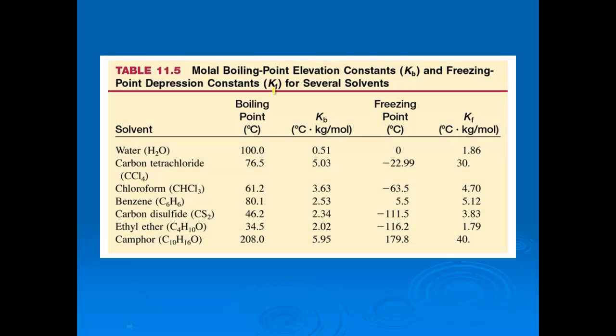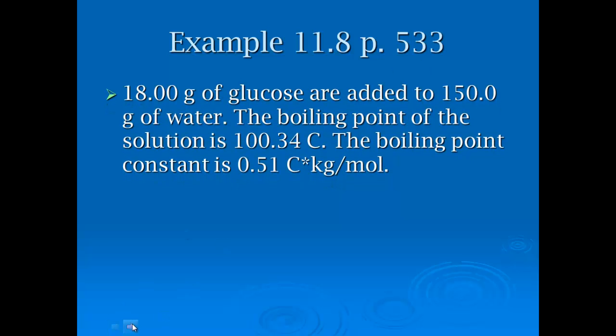And here's just the Kb and the Kf for several solvents. I'm fairly certain these are the Kb and Kf values for water, which you need. When you go to do a problem and wonder where to find Kb and Kf, you can find them here, or you can also find them on the AP Chem sheet. The Kb for water is 0.51, and the Kf for water is 1.86. B means boiling, F means freezing. Just FYI.